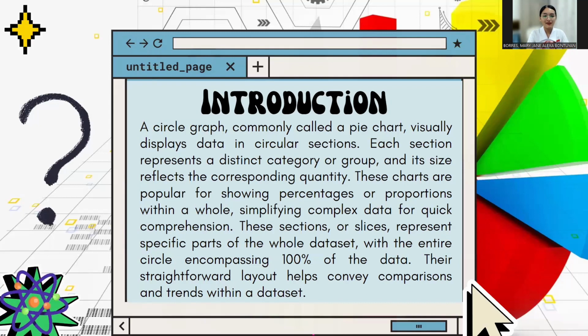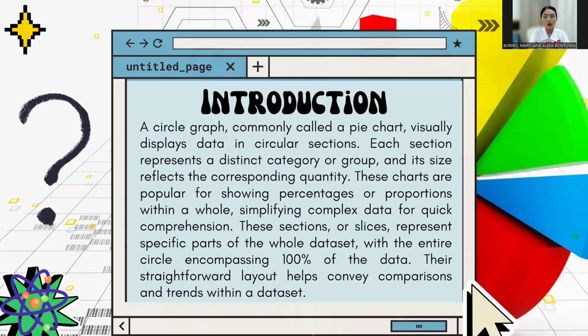A circle graph, commonly called a pie chart, visually displays data in circular sections. Each section represents a distinct category or group, and its size reflects the corresponding quantity. These charts are popular for showing percentages or proportions within a whole, simplifying complex data for quick comprehension.